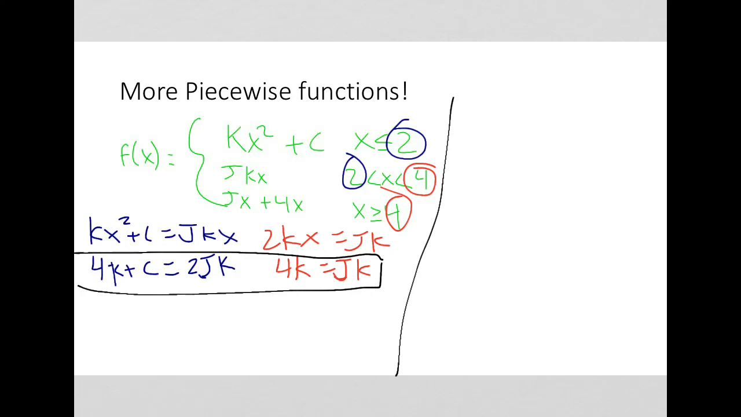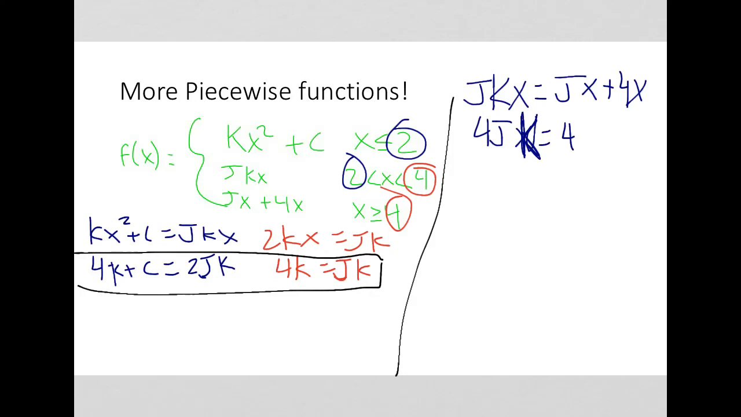So in doing so, we're going to get j, k, change back to my blue so I don't confuse you, j, k, x, that function is equal to jx plus 4x, but remember the x value is 4, so I get 4jk equals 4j plus 16.